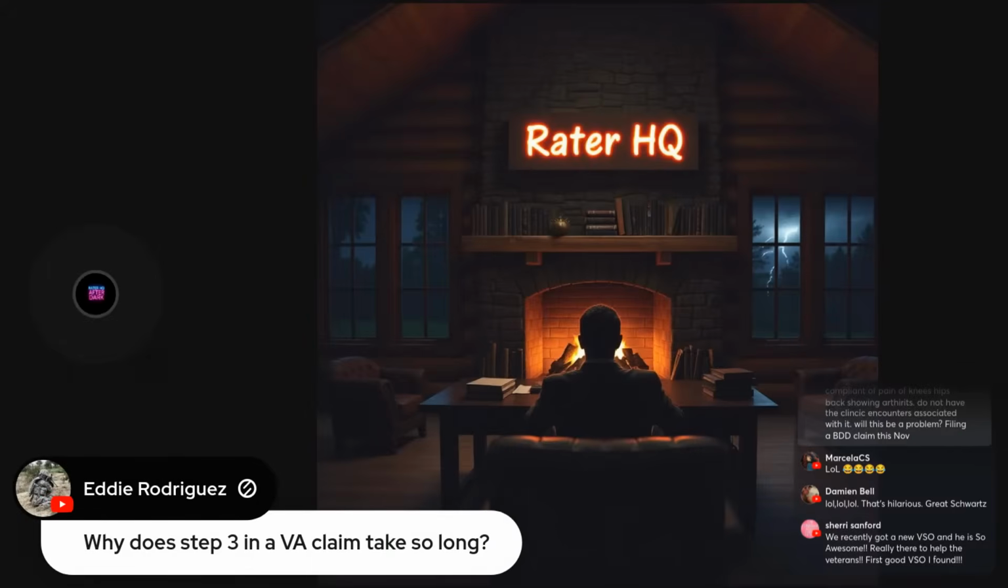I'll be honest with you, Eddie. I don't know what step 3 is. The step system is a made up fictional thing for the veterans to look at that doesn't actually accurately reflect what the claims process looks like. So nobody on the inside refers to it in the step category. I don't even know what it means. I'll be honest with you. Like none of us do.